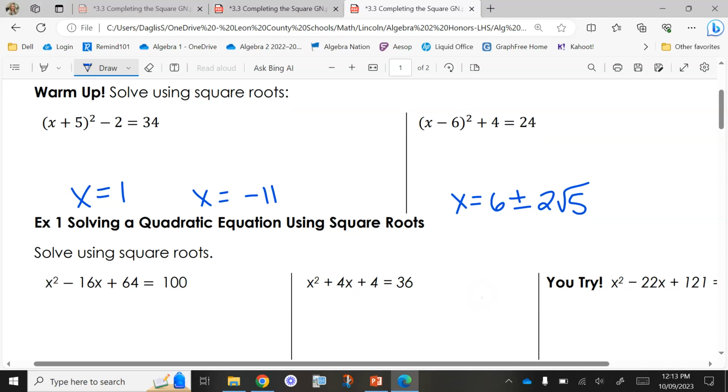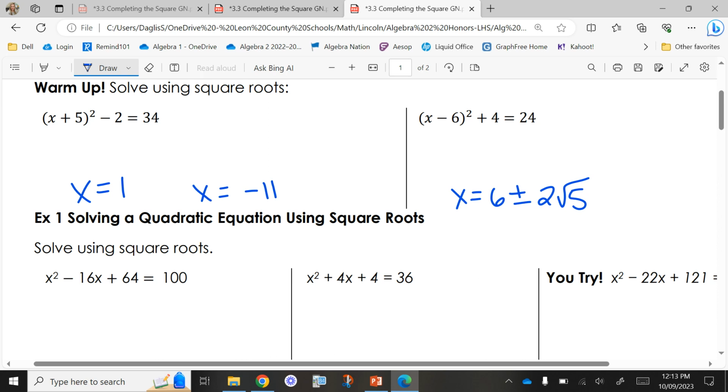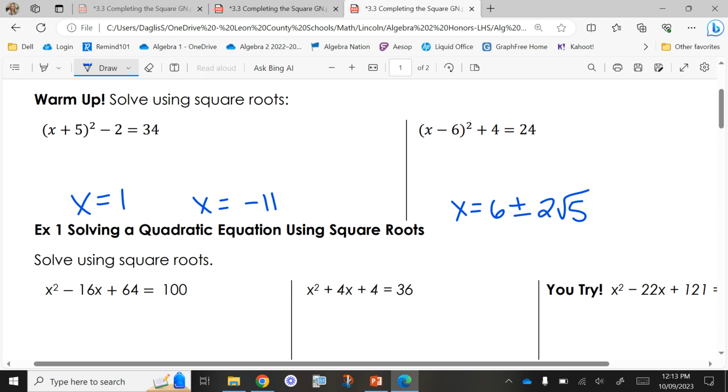It's the timer. All right, so do we match? Do we kind of match? How do I get the 1? Okay, did you add the 2 to get 36? Did you square root both sides? Okay, so you have x plus 5 equals 6 and negative 6, right? Wait, can you solve it?